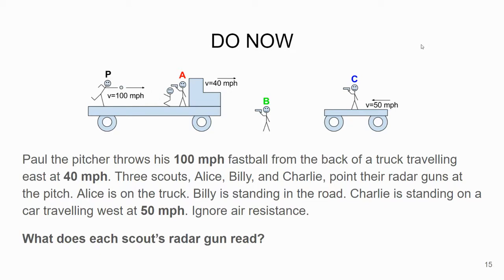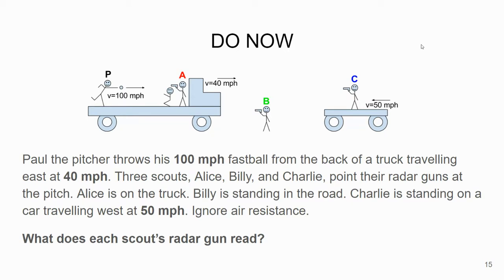So the lesson proper started with this do now. We learned this thing last year. Paul the pitcher is on top of this truck. He's going to throw his 100-mile-per-hour fastball to the catcher. Alice, the baseball scout, has got a radar gun, and she's going to try to measure the speed of that pitch. She's on the truck with Paul and the catcher.